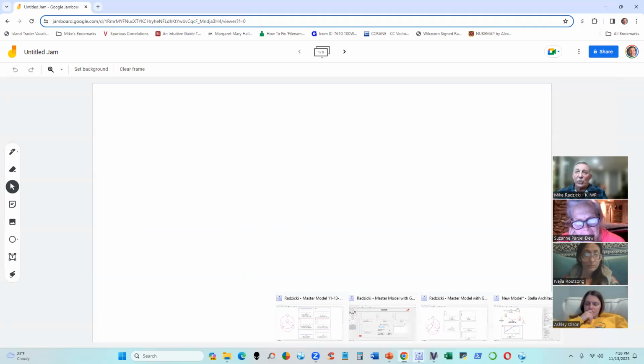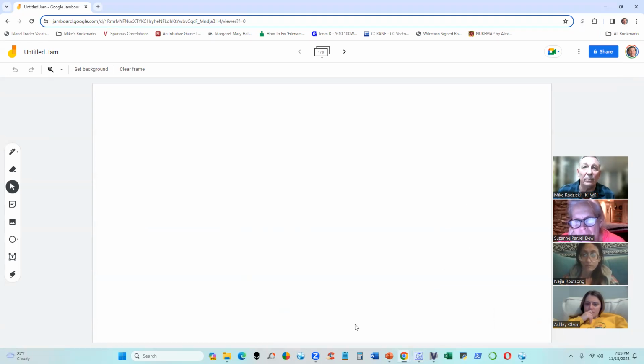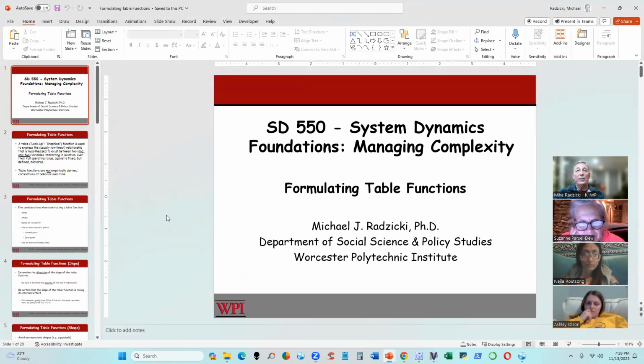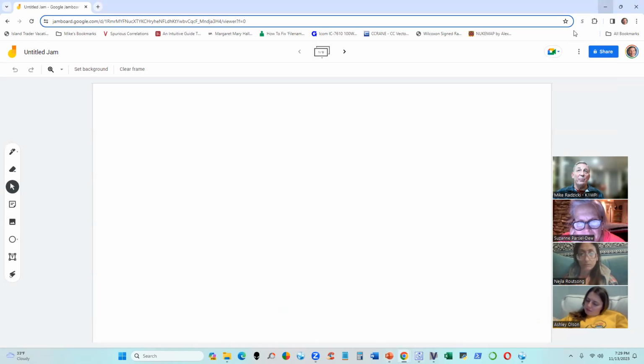So let's talk about table functions now. So we know this. All right. So the next topic here is formulating table functions. And this is the signature way of making a nonlinear relationship in a system dynamics model.